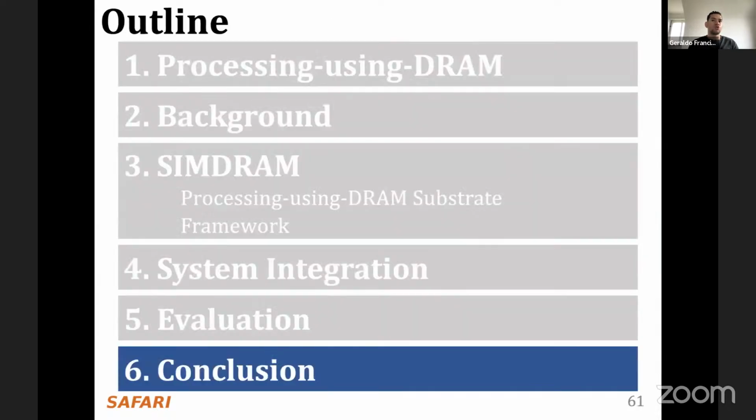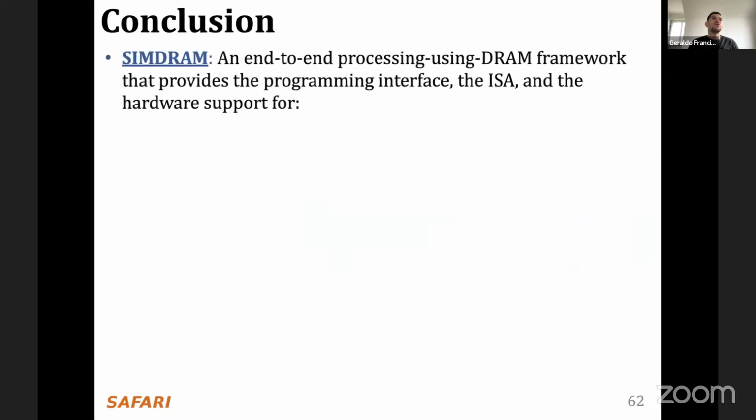So let me briefly conclude. In this paper, we introduced SIMDRAM, which is an end-to-end processing-using-DRAM framework that provides the programming interface, the instruction set architecture, and the hardware support to efficiently compute complex operations, while providing the user the ability to implement arbitrary operations as required using a massively parallel DRAM SIMD substrate.